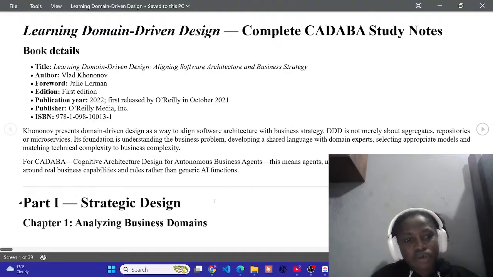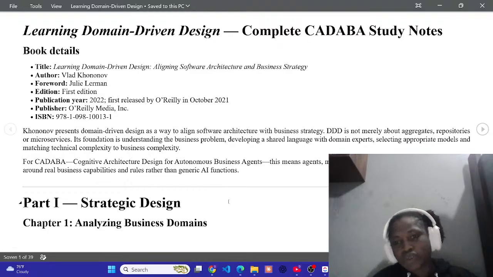The book presents domain-driven design as a way of aligning software architecture with business strategy. So it's about how to package software for a specific business. The way you would design for a bank is not the way you would design for oil and gas, or for SMB retail traders like a restaurant, a delivery service, or e-commerce. That is what the book is all about: how to design software based on a particular business domain.